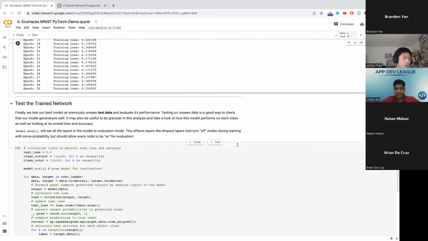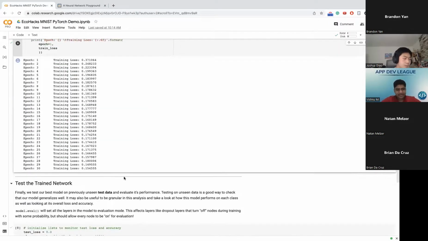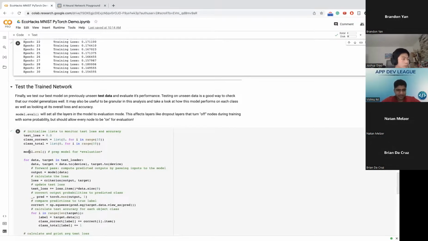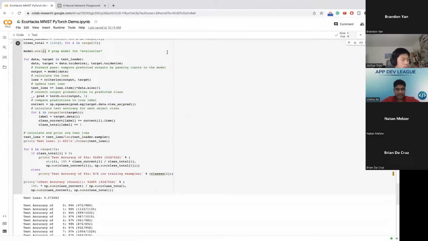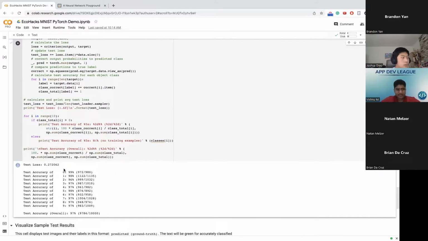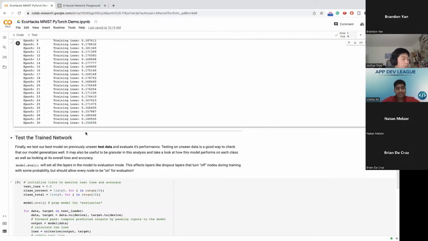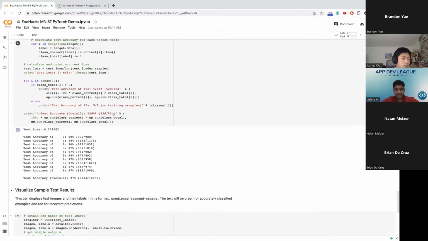Now, finally, we can test this trained model by basically doing the same thing we did to train it, except using model.eval instead of model.train, which preps it for evaluation. And then you just iterate through all of the test data and print out the loss and the accuracy. You can see here that the test loss is 0.272, which is higher than the training loss because the model hasn't actually seen any of the testing data before. So we can't expect it to be as accurate as it was on the training set, but it was still pretty accurate.